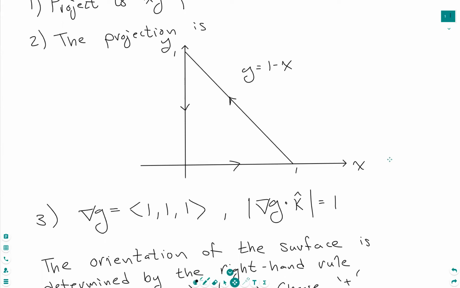If you're using Stokes, then you need this to orient your line integral, right? So picture what your surface looks like and place your thumb in the direction of the normal, then curl your fingers, and that will give you the idea of clockwise or counterclockwise, the orientation of the line integral.